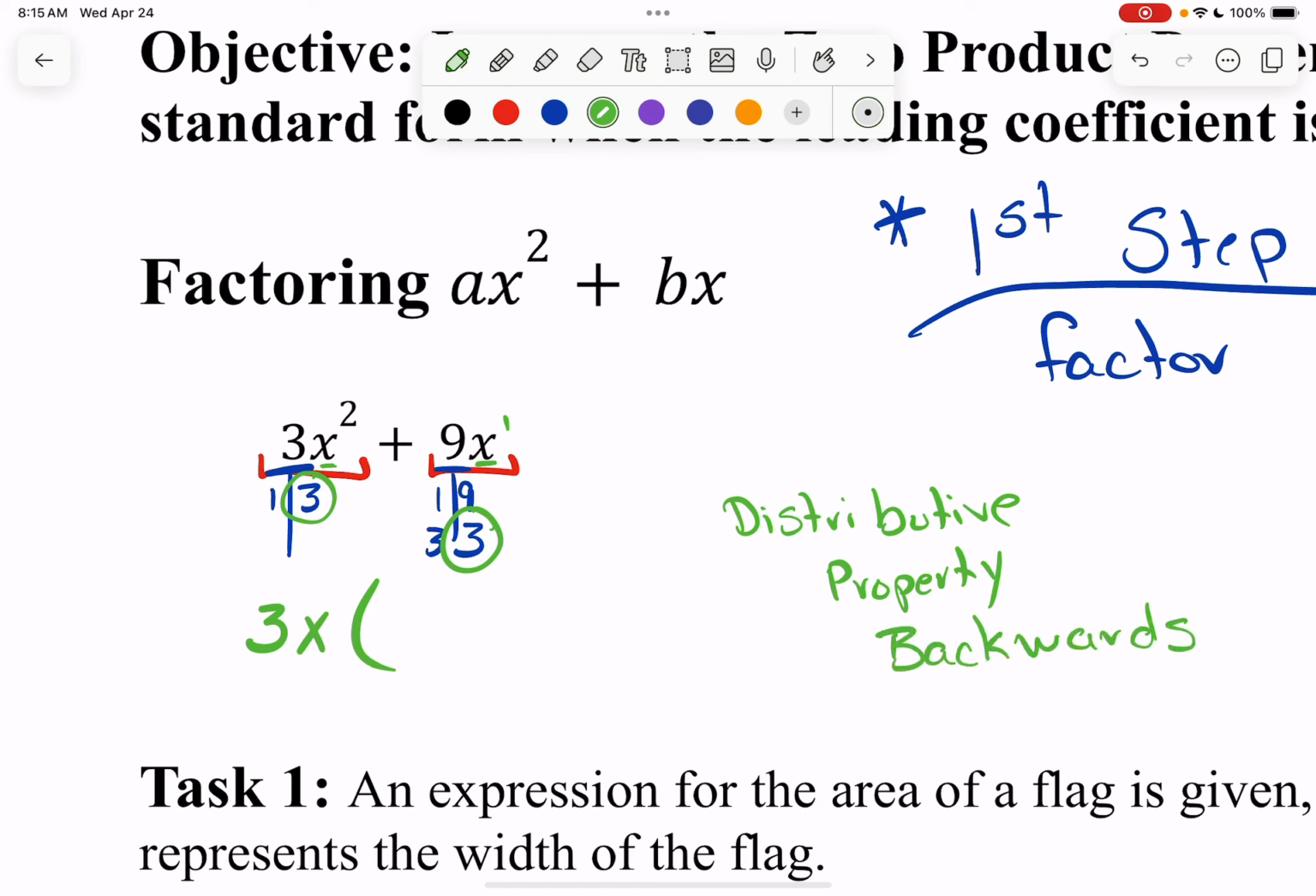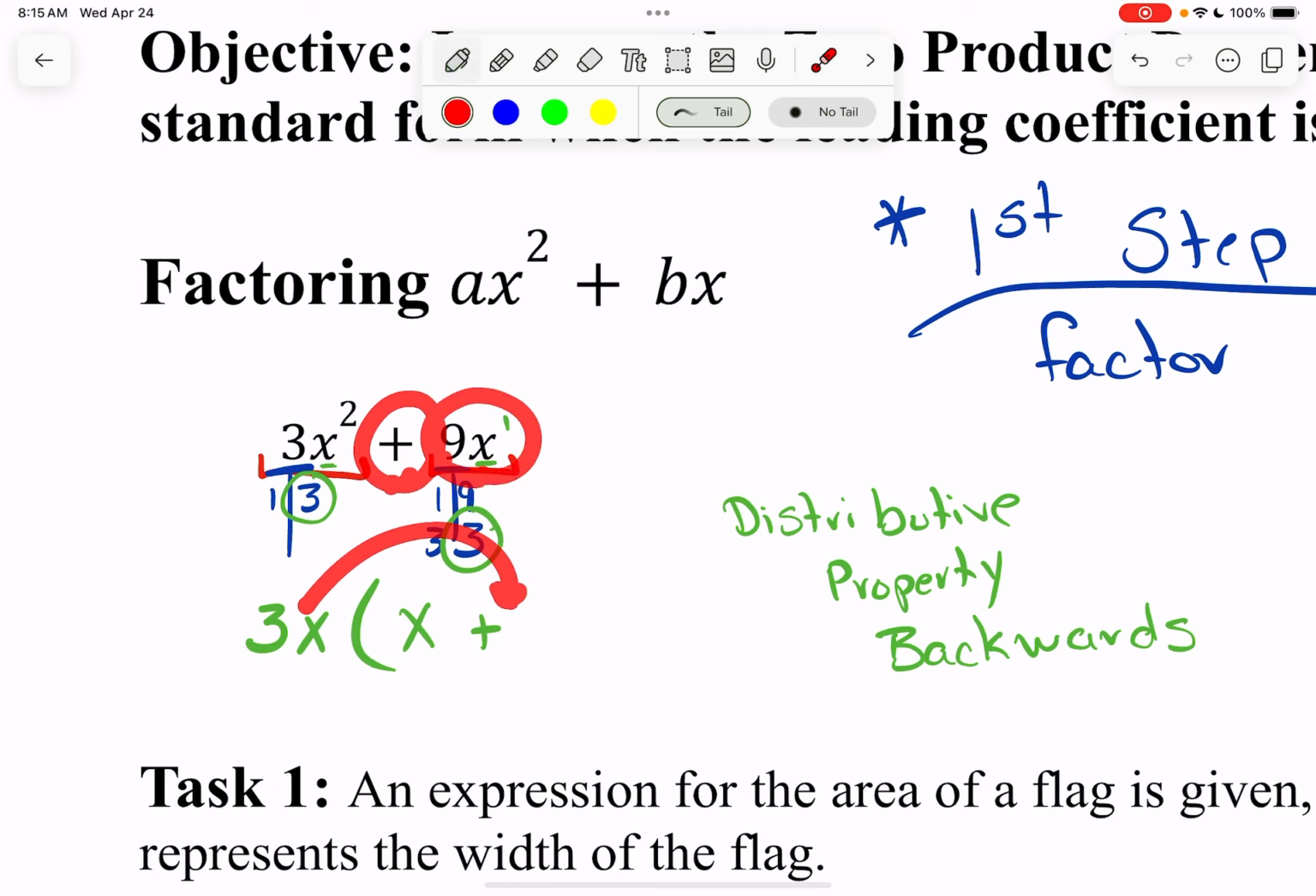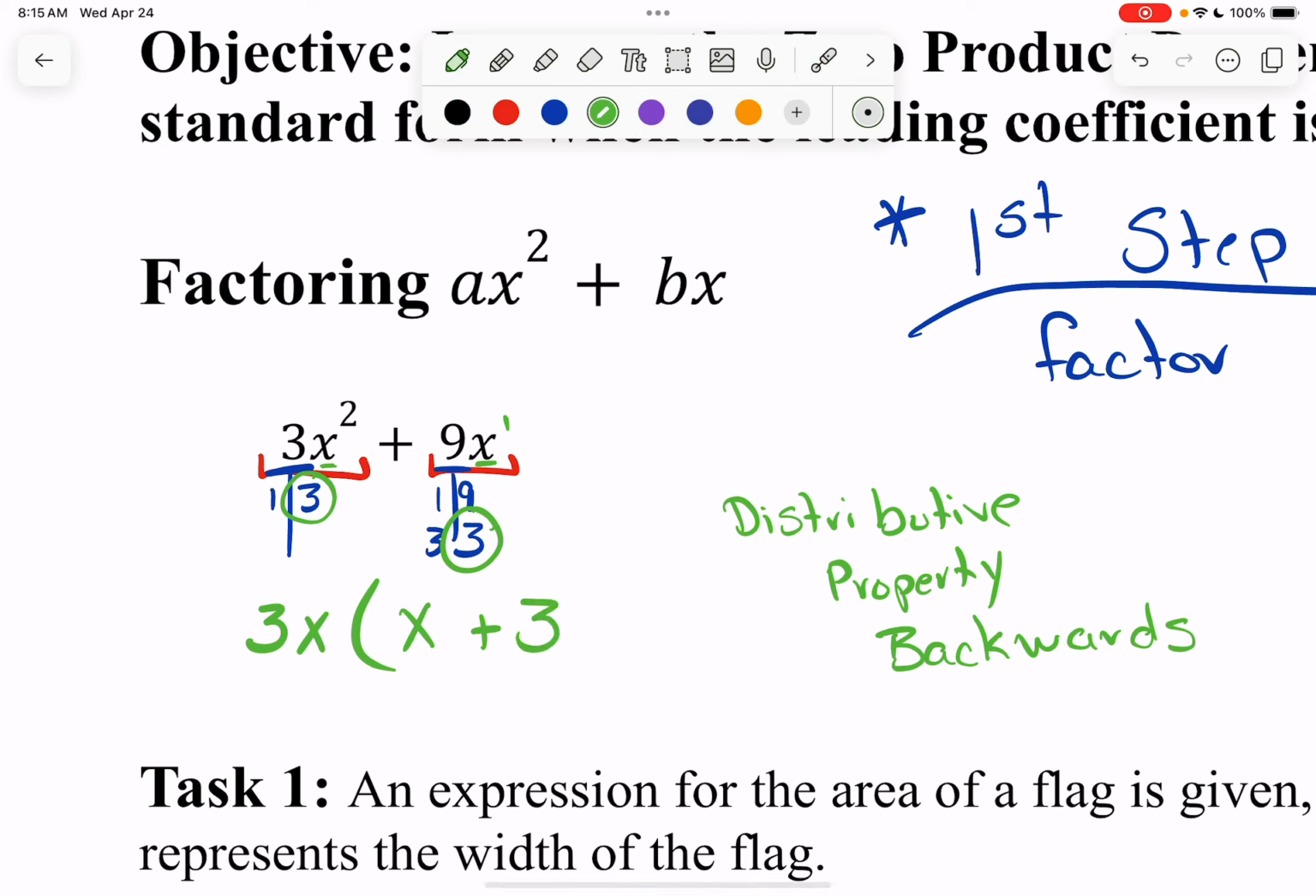So I ask myself, 3x times what gets me this first term, 3x to the second? Well, to multiply, I'm missing an x. So I'd be missing an x there. And then there's my plus sign from here, plus sign. Now 3x times what gets me 9x? I would need to multiply by a 3. So here, I have now factored this by just factoring out that common factor.